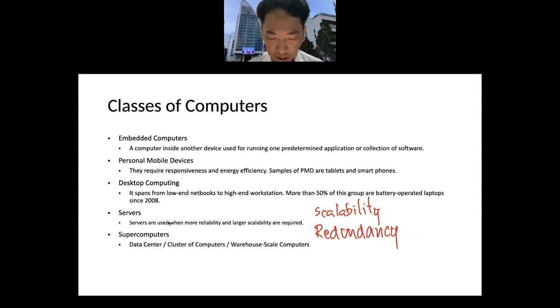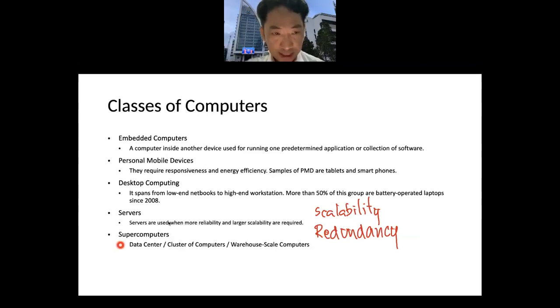So when we talk about the server in terms of hardware, we talk about how it can scale up, or whether it is possible to have a redundant part. That is the server in this sense. It is not about the software that we just discussed previously.